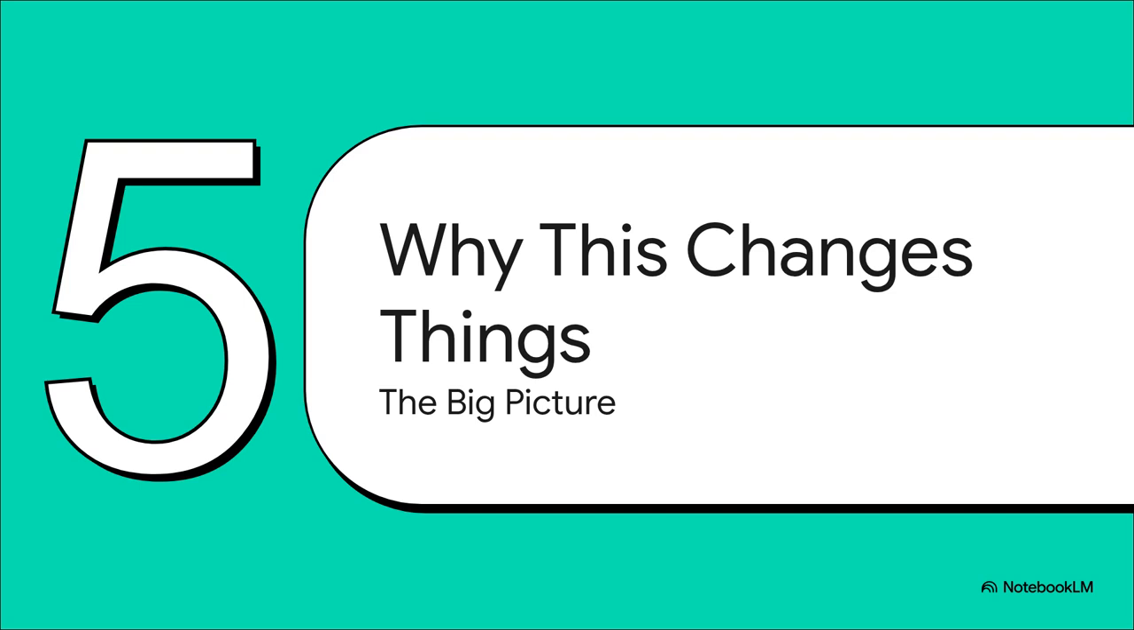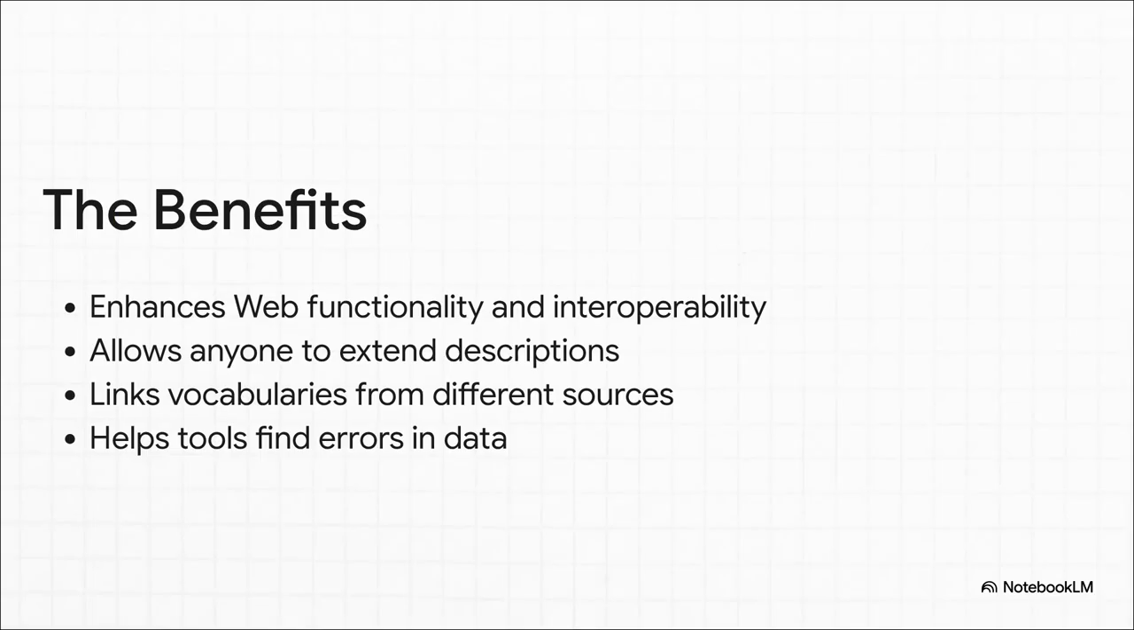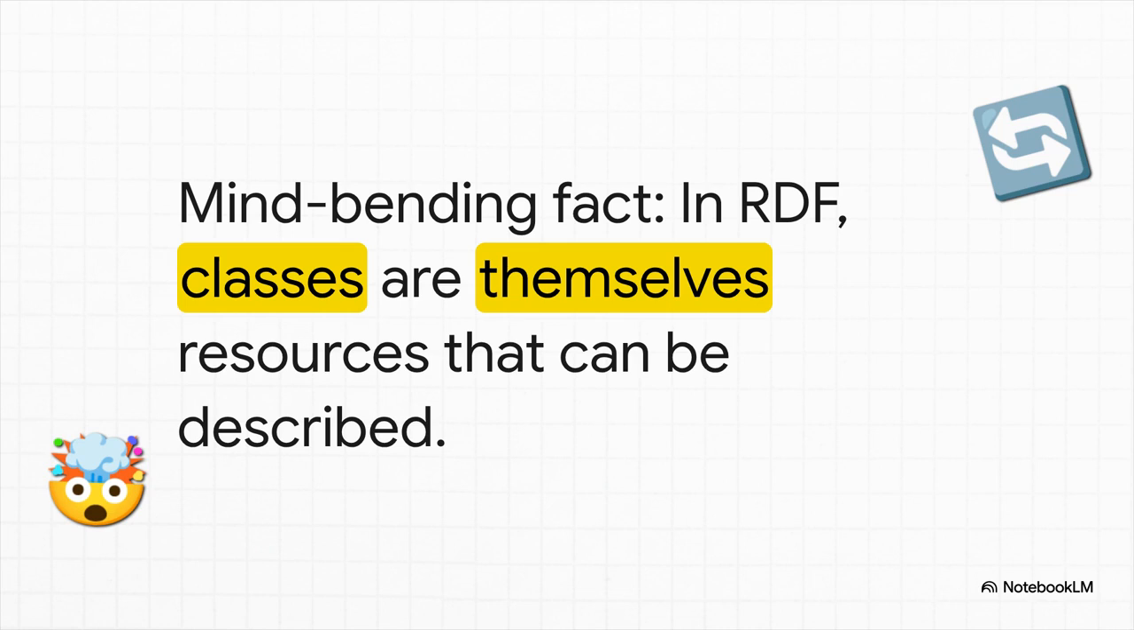Okay, Section 5, why this changes everything. So we've got these rules. It's a little technical, but why does this actually matter? Because this simple set of rules has really profound implications for how the entire web works. This whole property-centric model is what makes a true interconnected web of data even possible. It lets different systems understand each other's language. It allows anyone, anywhere, to add new descriptions to existing data. It can even help automated tools find errors by checking if those domain and range rules are being followed. It's huge.